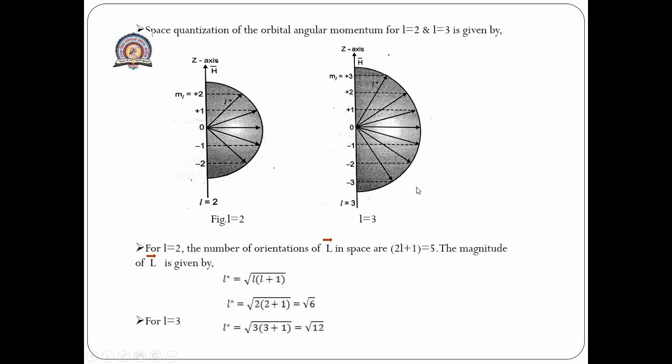In this way we can calculate for L equal to 4, the number of orientations will be 9. For L equal to 5, the number of orientations will be 11.